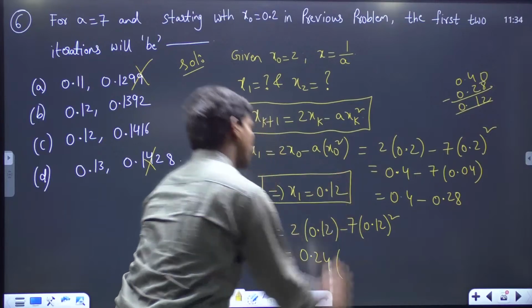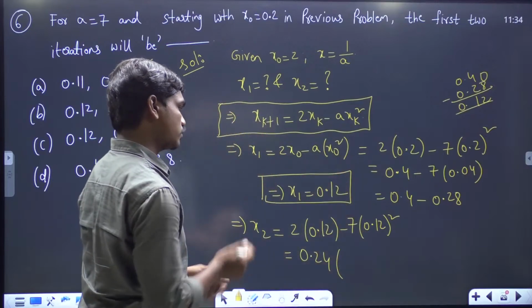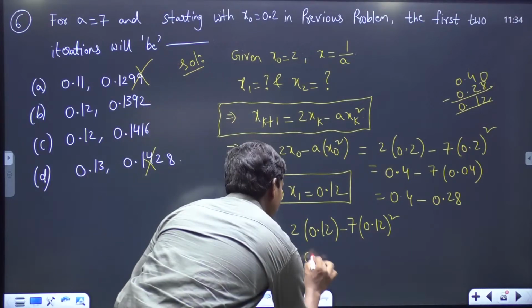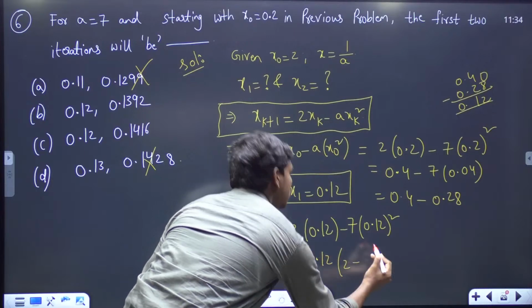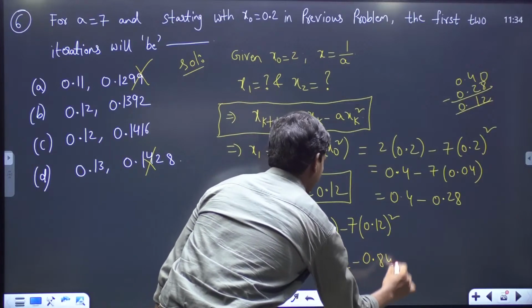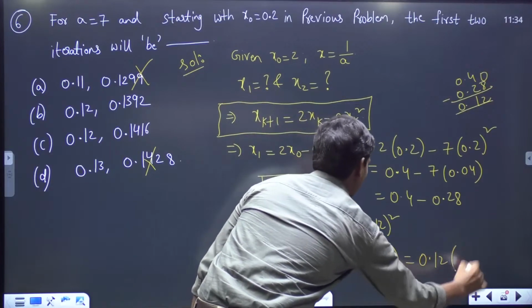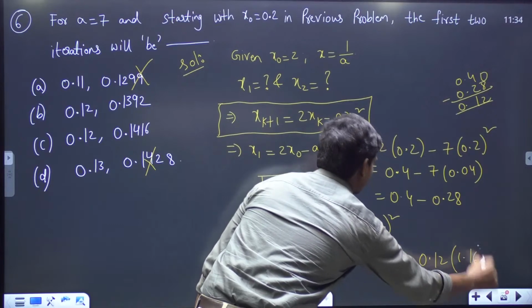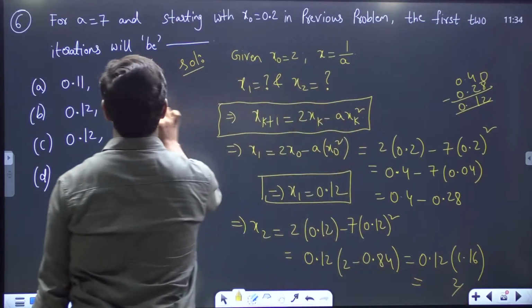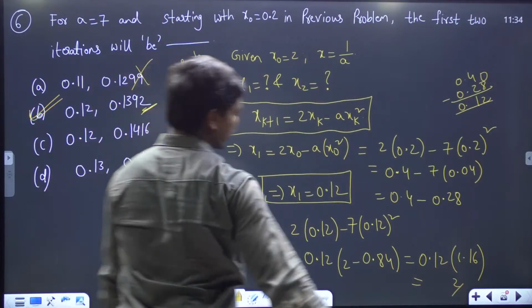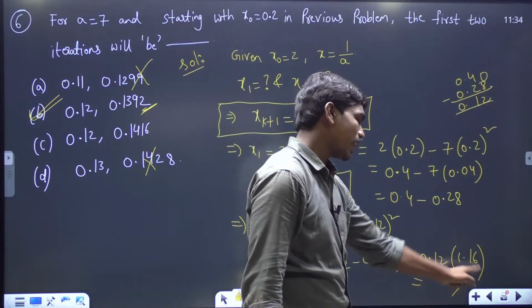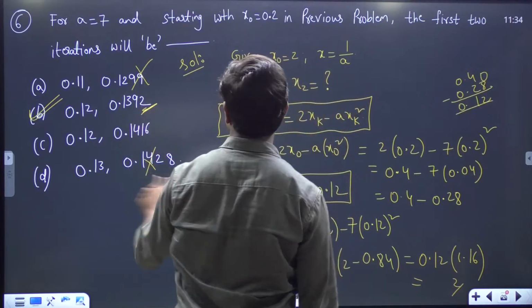0.24 into, acha, you can take 0.12 common. 2 minus 7 into 0.12, which is 0.84, so it is 0.12 into 1.16. 2 sixes are 12, so the last number should be 2 and it's here. So this is the answer. Because when you multiply these two, 2 sixes are 12, so the units digit after the decimals will be 2. So here there is 2, so this is the answer.